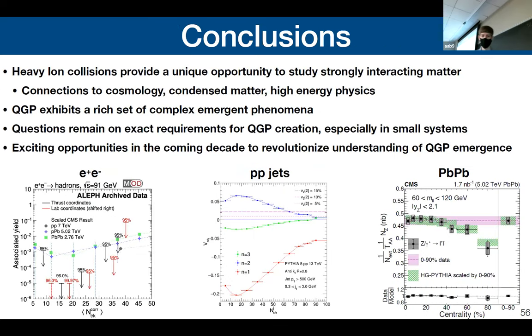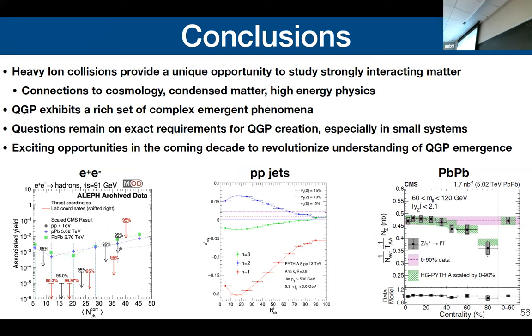Okay, so that brings me to my conclusion. Heavy ion collisions provide a really unique opportunity to study strongly interacting matter. There are connections to cosmology in the early universe, condensed matter physics, high energy physics, and so forth. The Quark-Gluon plasma exhibits a really rich set of emergent phenomena that are not obvious from just looking at the QCD Lagrangian, for example.